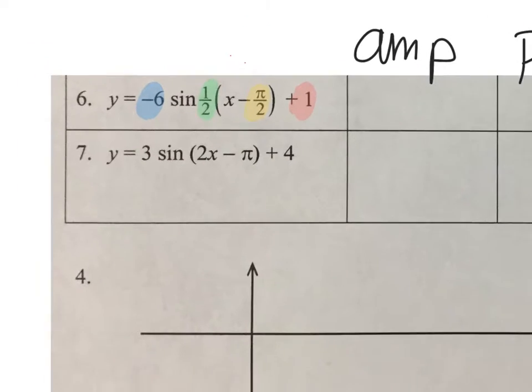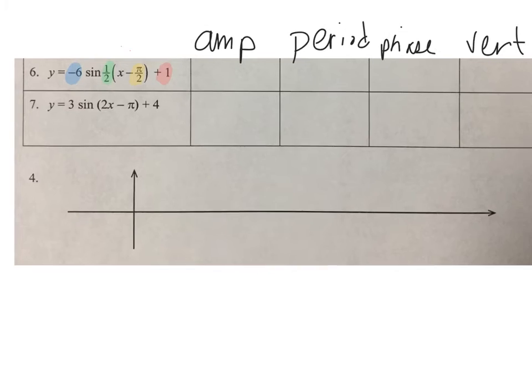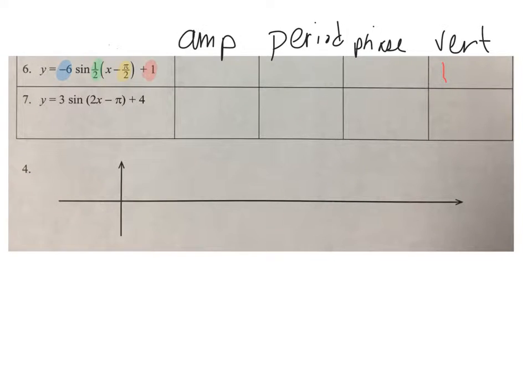So I think that'll be the easiest one, so let's start there. The vertical shift is clearly 1 unit up from your x-axis. Okay, and we'll get to graphing it in a minute.